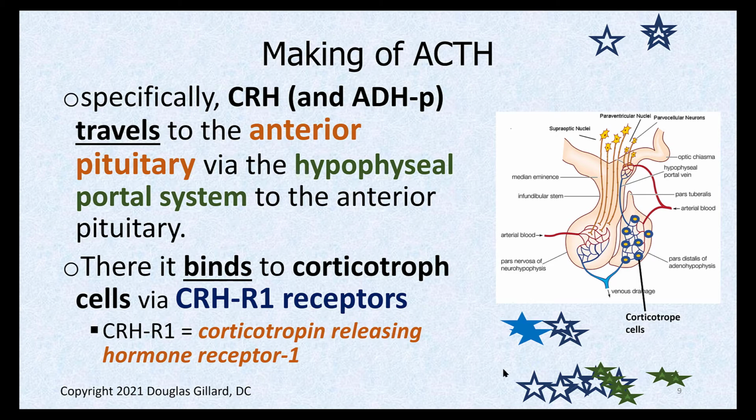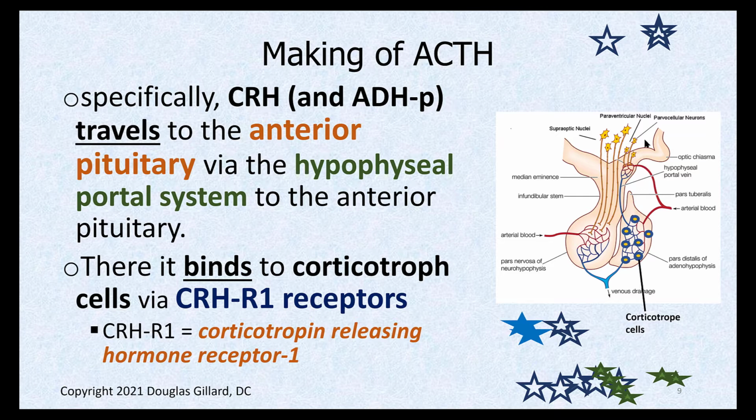More specifically, the making of CRH. How does it get there? Remember, CRH is made by these little neurons right here, and their axons, which transport the CRH, they don't go all the way down to the anterior pituitary. Like the posterior pituitary has those, the magnocellular neurons have those long axons. They make the ADH up here and it's transported all the way down. It's not the way it works here.